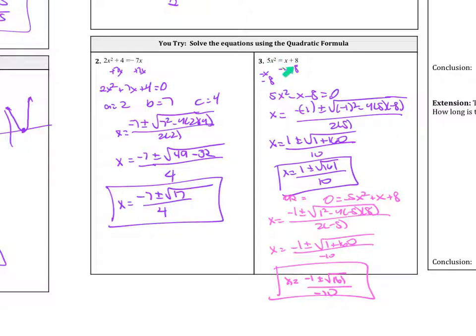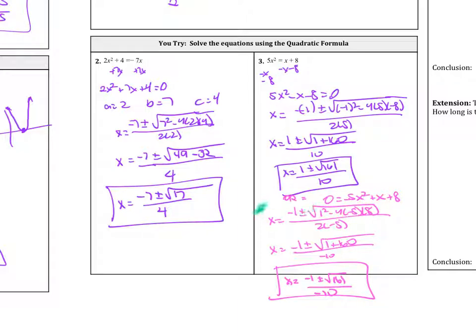For number 3, it depends on how you set it equal to 0. Now for the first one, I moved the x and the 8 over, so I left the 5x squared as positive. So it's 5x squared minus x minus 8 equals 0. Then when I plugged it in, I got 1 plus or minus square root of 161 over 10.